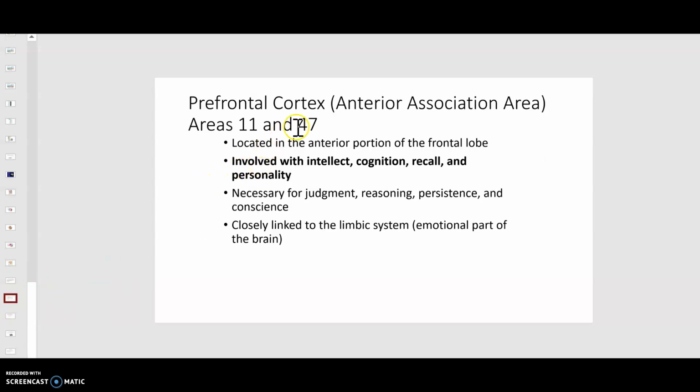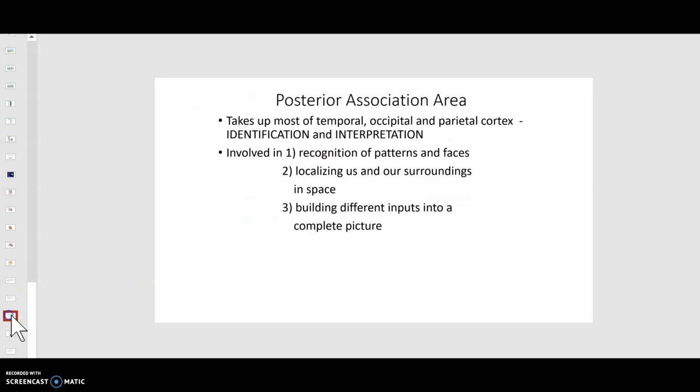The prefrontal cortex, anterior association area, located in the anterior portion of the frontal lobe, is involved with intellect, cognition, recall, personality. Okay? Signals would go there too. Think about cognition, intellect. I saw a car. How did I know it was a car? It had to have been stored somewhere in my memory and be understood within the frontal cortex.